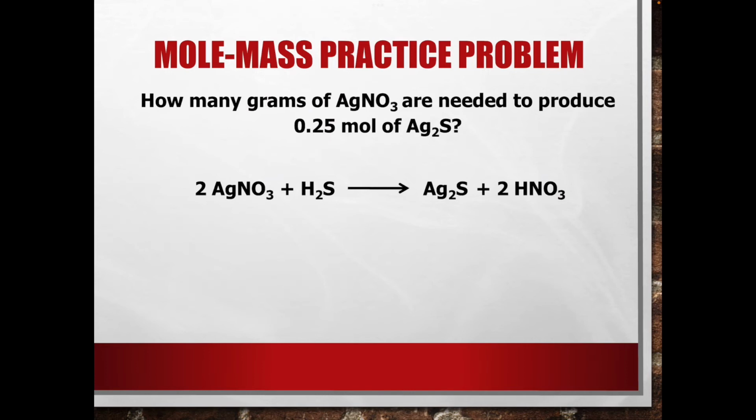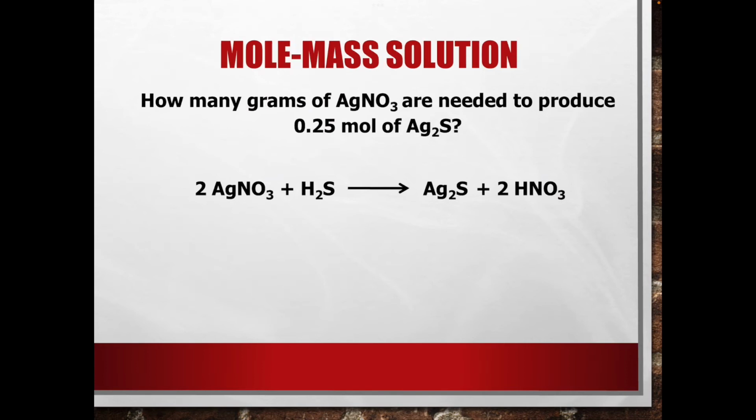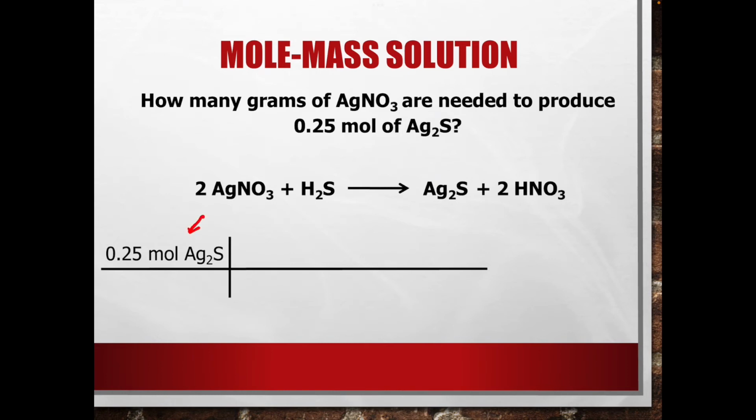Alrighty, so in this problem, we're starting with 0.25 moles of silver sulfide. So that's going to go in the beginning of my train track. We are eventually trying to find out information about silver nitrate. So at some point, we are going to have to change compounds. I want you to always think to yourself, can I change compounds right now? And the answer here is yes. Since we're already in moles, we can go ahead and directly use the mole ratio to change compounds. So again, you always need to convert to moles, but now we're starting in moles, so we can just go ahead and use that mole ratio right now.